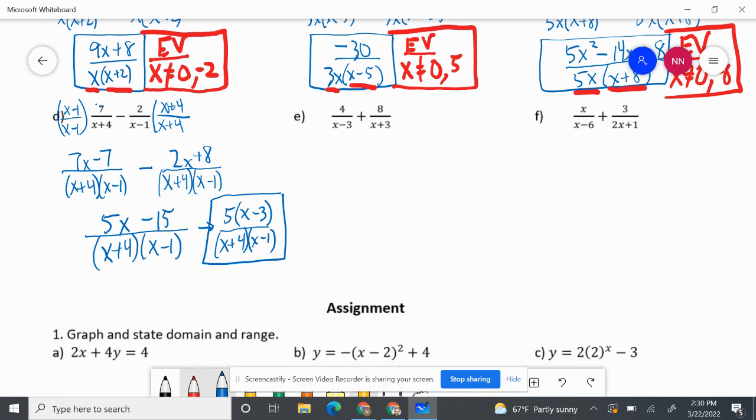Now for the excluded value, once again, it's what gives us 0 in the denominator, so x cannot equal. The first one would be negative 4, and the second one would be 1.